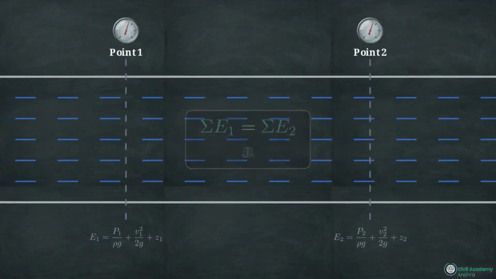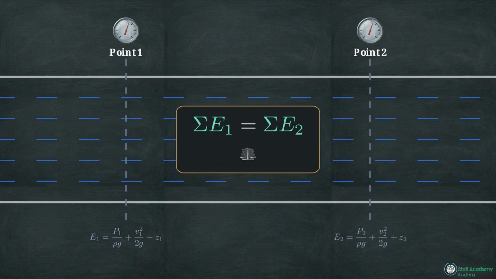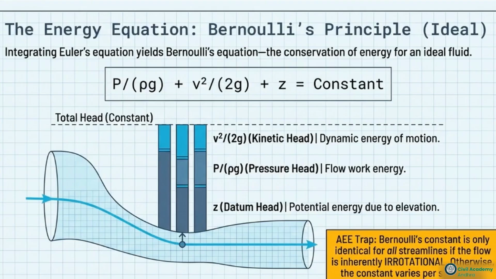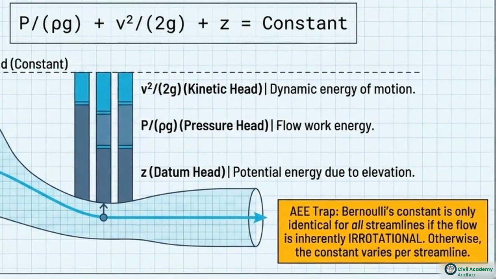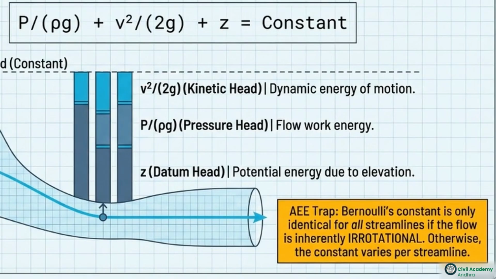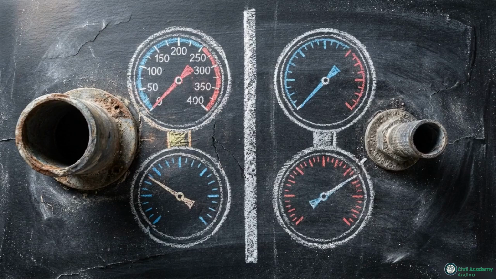In a steady, ideal flow, the total energy of a fluid remains perfectly constant from one point to another. This equation is Bernoulli's principle, representing the direct mathematical translation of that energy conservation principle. The formula breaks down into 3 physical manifestations of energy: kinetic energy derived from velocity, flow work energy derived from pressure, and potential energy derived from elevation. Because the total energy is constant, we can create a measurement mechanism.